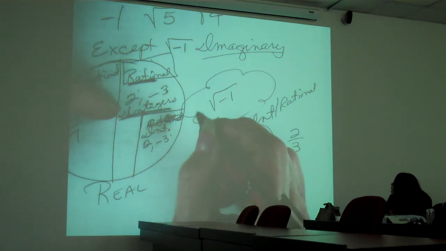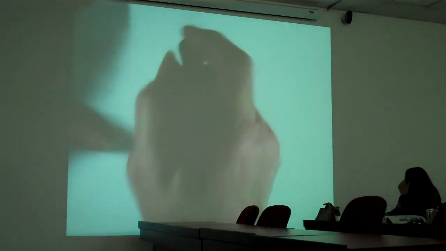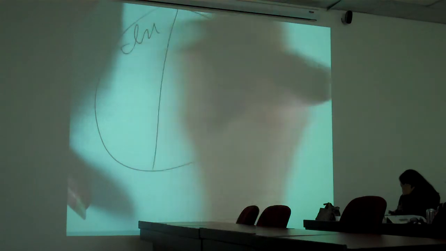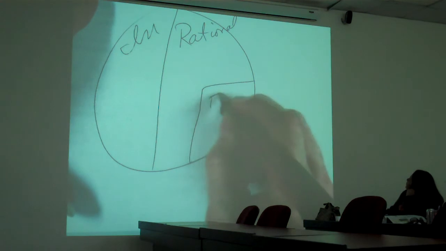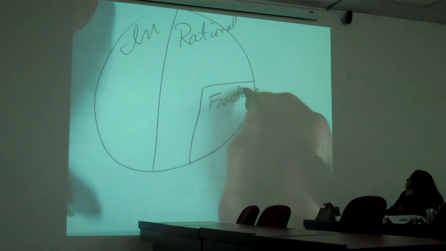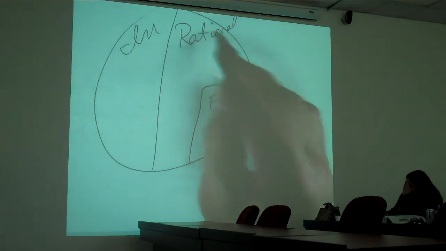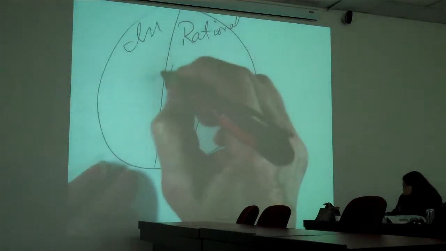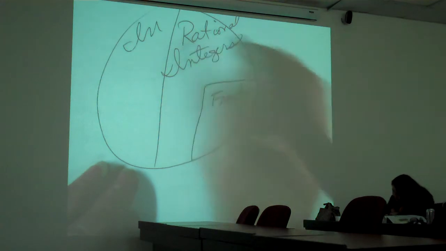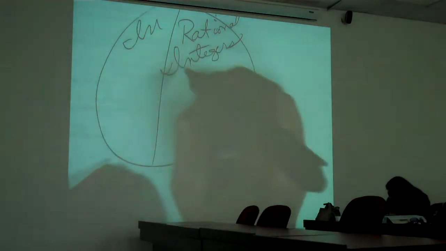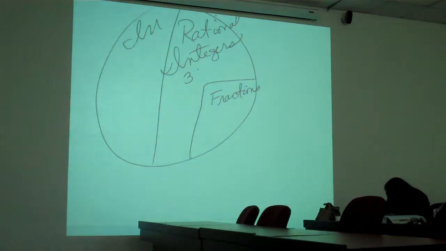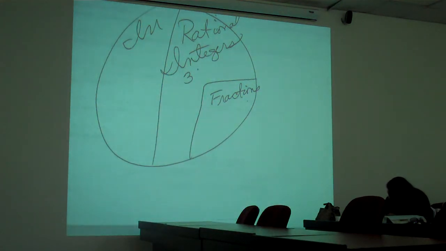I'm sorry, I should have had this drawn up ahead of time. Let me do it here. We have our irrational, our rational. Our fractions, we have some fractions that are rational, but they're not an integer. So out here we have integers, and then we have fractions that are still rational, but they're not an integer, okay? Integers would be the whole numbers, but they're still fractions. Did I just confuse everybody?